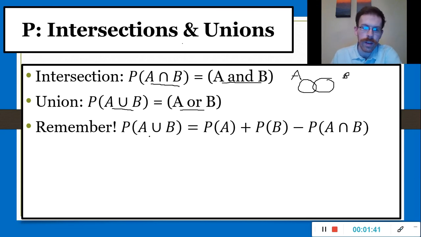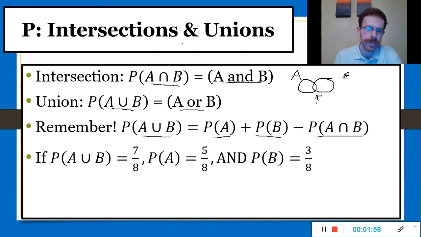Now, the way to calculate that is the union is equal to the probability of A plus the probability of B minus the intersection of A and B. And it has to be minus the intersection of A and B because you don't want to count the spot in the middle twice. Count it twice would be very bad.